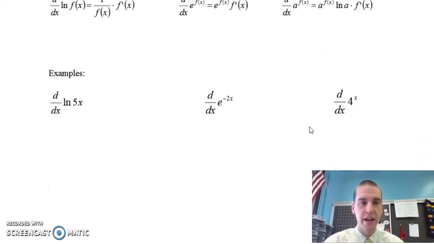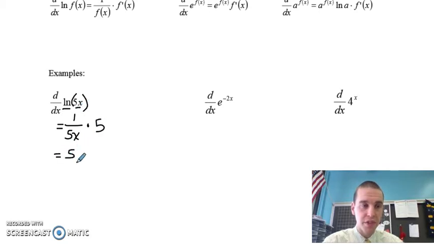So let's do some examples here. So we've got ln. So this is our main function of 5x. So the derivative of ln is 1 over x, but we're going to keep the inside, 1 over f of x, multiplied by the derivative of the inside. Derivative of inside is 5. Now when we rewrite that out, you get 5 over 5x, which is just 1 over x.